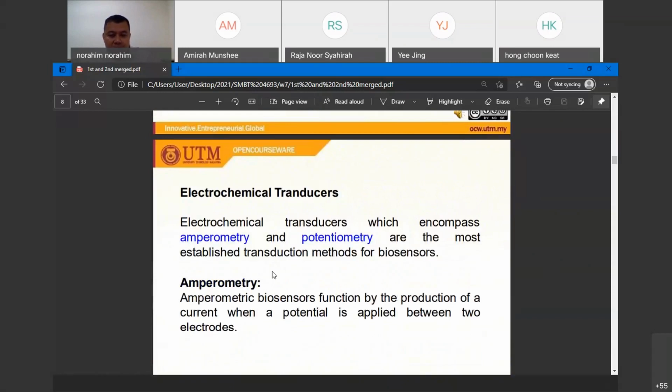Now we look at electrochemical transducers. Electrochemical transducers, which encompass amperometry and potentiometry, are the most established transduction method for biosensors. So whatever you do, if you deal with biosensors, there must be either amperometry or potentiometry. You cannot run away from this because in real applications, let's say in a hospital, in the lab, in food production factories, you need sensors. You need biosensors to detect a lot of things.